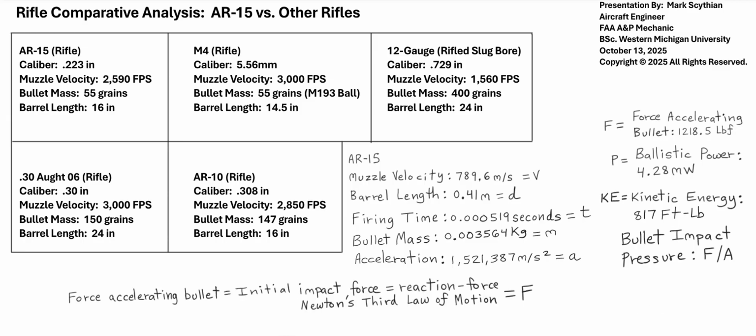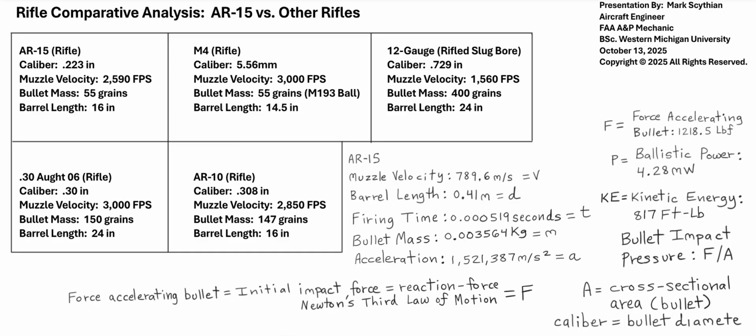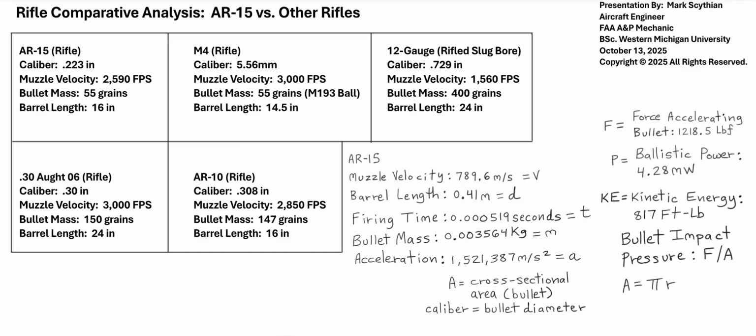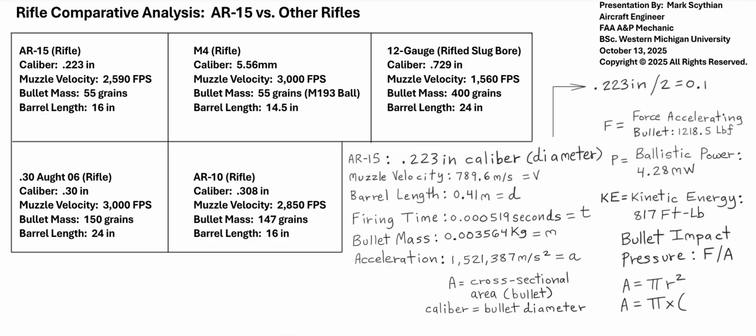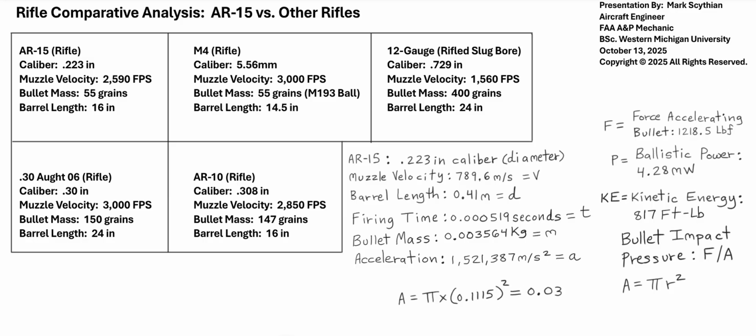Then divided into the cross-sectional area of the round. So the caliber is the diameter of the round. So we can take pi r squared to calculate A. So A is the cross-sectional area of the bullet, and the caliber is equal to bullet diameter. So all we need to do is calculate pi r squared, so pi times the caliber diameter in inches divided by 2 for radius squared. So 0.223 caliber, and we'll get half of that to get the radius, and then we square the radius. We calculate a cross-sectional area of 0.039.